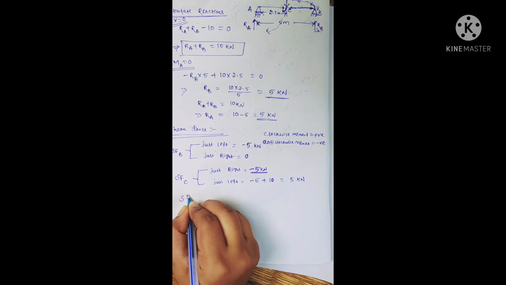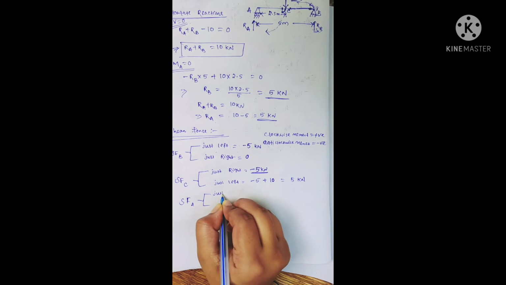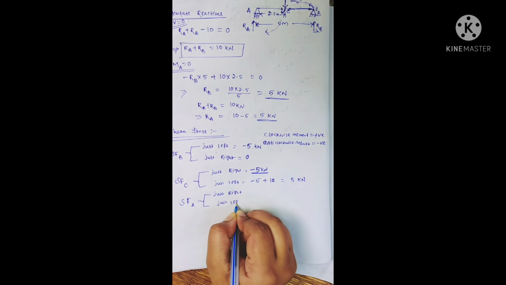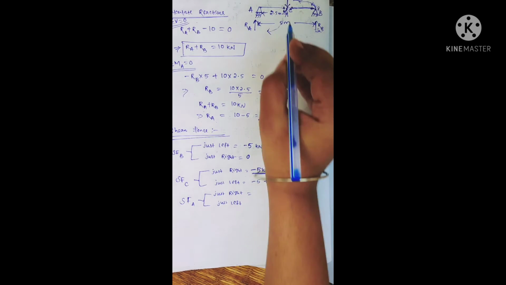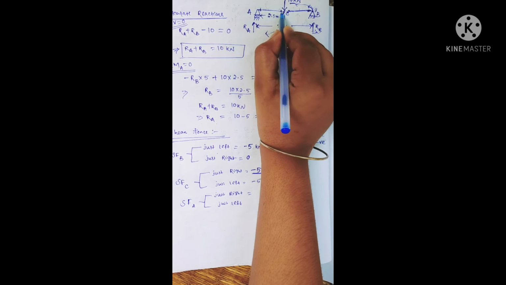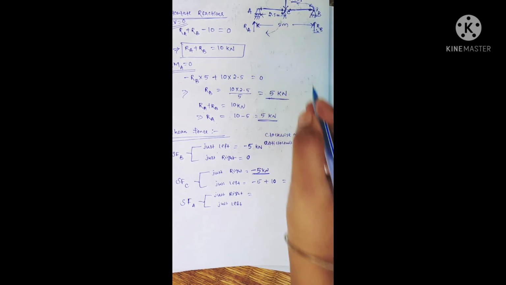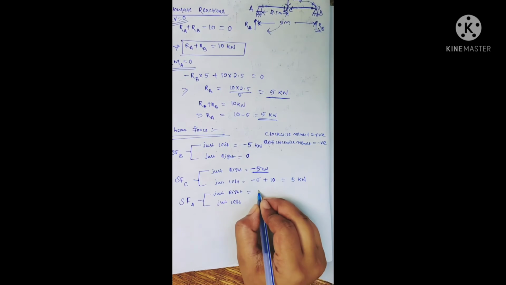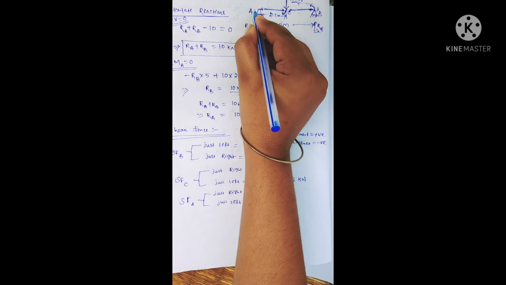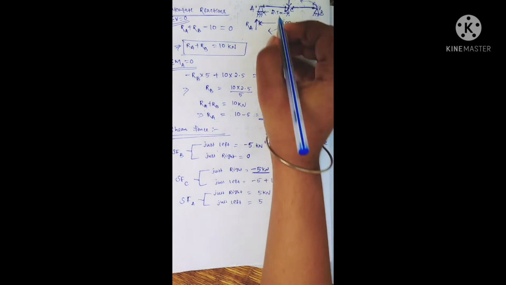Then we move to shear force at A, just left. Just left means at that point there is no further loading in this region, from A to C there is no loading, so the force will be the same, that is 5 kilonewton. And just left of the point A, that is 5.